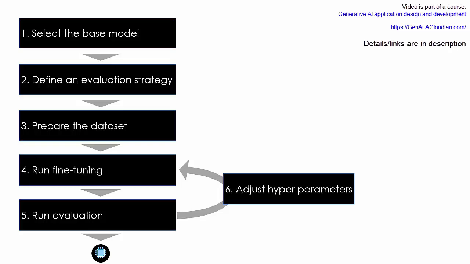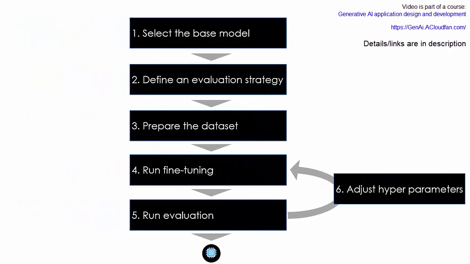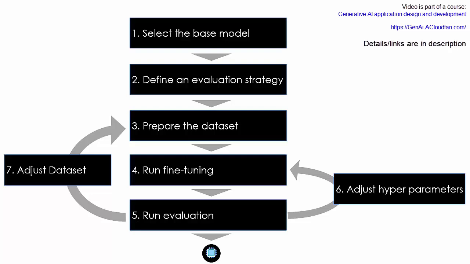If after adjusting the hyperparameters, the output quality is still not acceptable, you may need to revisit your fine-tuning dataset. You need to assess the dataset's quality, quantity, and coverage. I'll go into more details about dataset preparation and adjustments in a later lesson. In the worst case scenario, if adjusting the dataset still doesn't improve the output quality, you may need to consider using a different base model for the task.